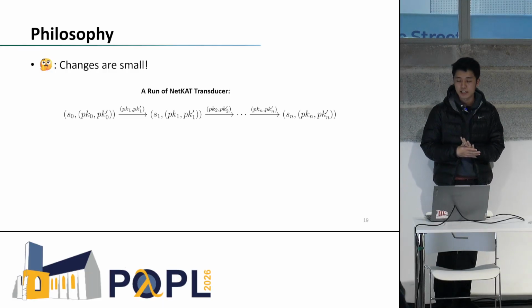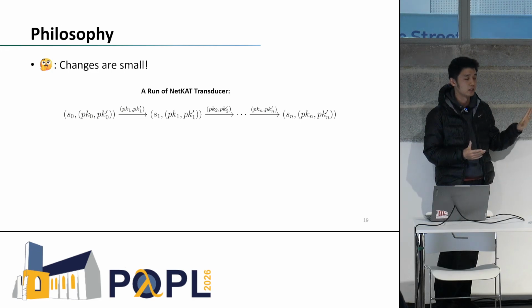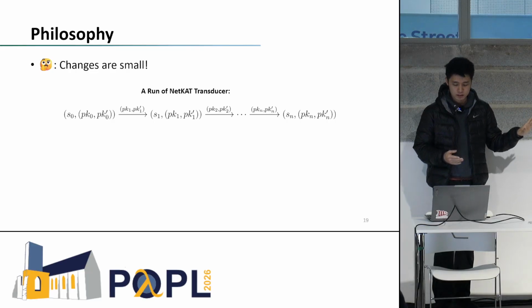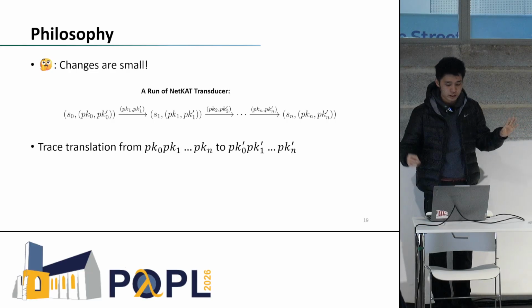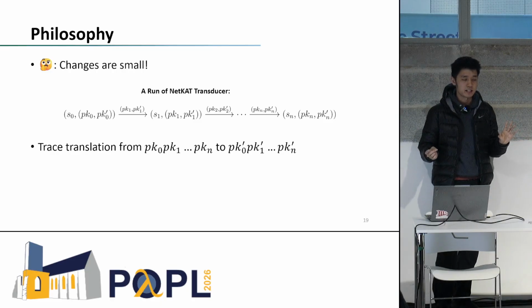Here is a run of a NetKAT transducer, starting with S0, PK0, PK0 prime, to Sn, PKN, PKN prime. And it actually faithfully represents a trace translation from PK0, PK1, to PKN to the PK0 prime, PK1 prime, to PKN prime.